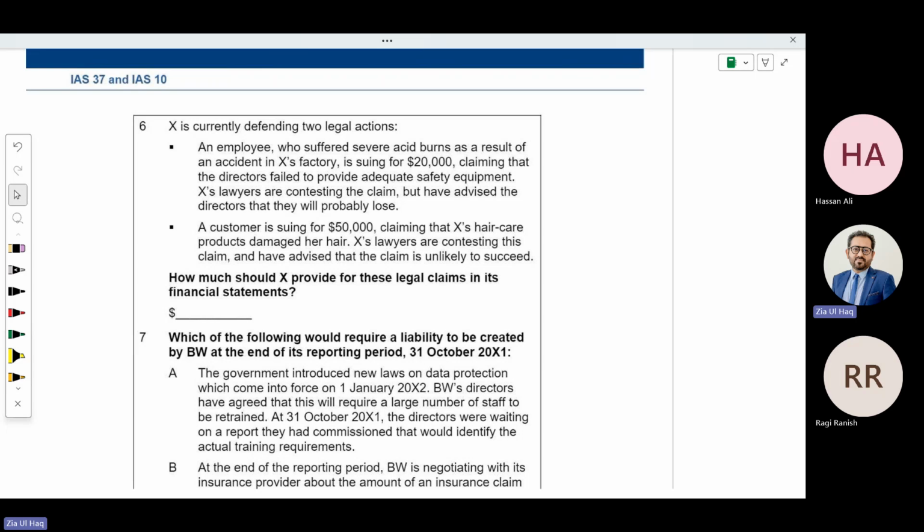A customer is suing for 550,000, claiming that X hair care product damaged her hair. X lawyers are contesting this claim and have advised that the claim is unlikely to succeed. Contingent liability. How much should X provide for these legal claims in its financial statements? How much? 20,000 only. Because this is a probable payment, this is a provision. In the financial statements, they need to record 20,000.